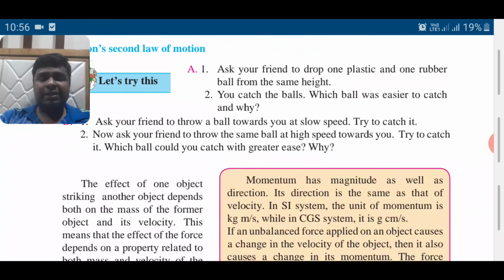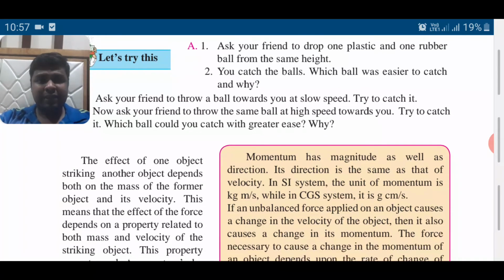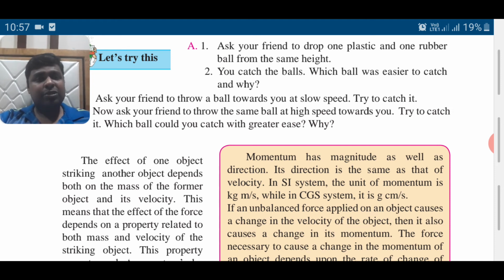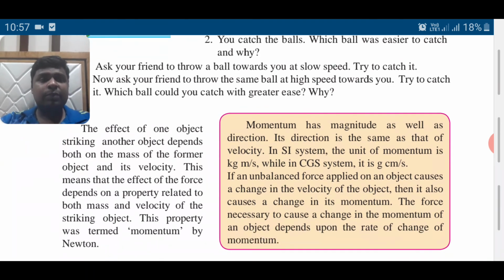So we have two examples. One is plastic ball and rubber ball. They are released from the same height, so they will have the same velocity. When it is coming down, you are trying to catch it. The plastic ball is lighter in weight, easy to catch, and the rubber ball is heavier and it will be difficult to catch. A slow ball coming towards you, easy to catch. A fast ball coming towards you, difficult to catch. That is because of momentum.